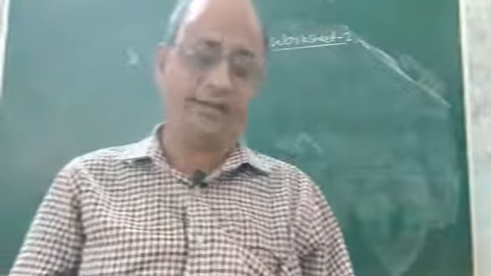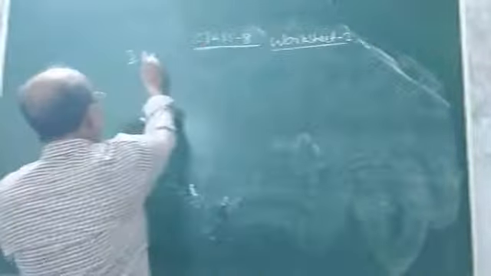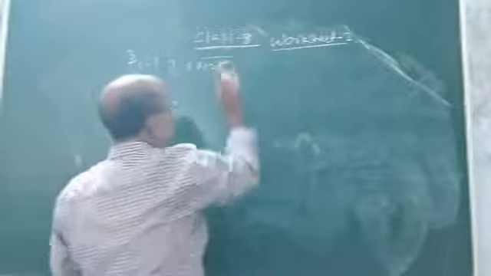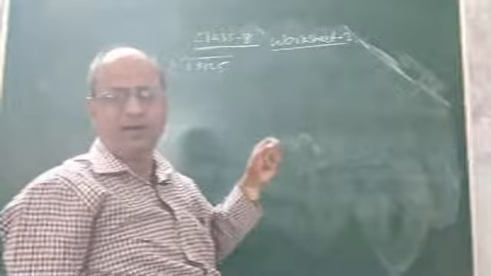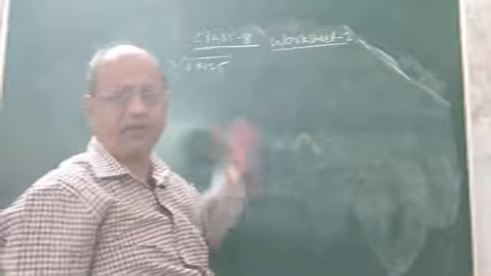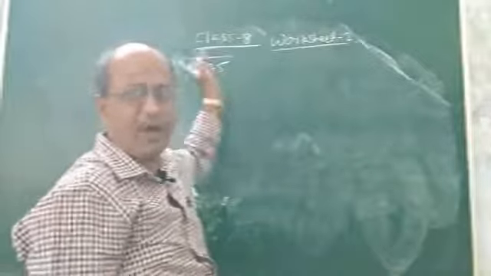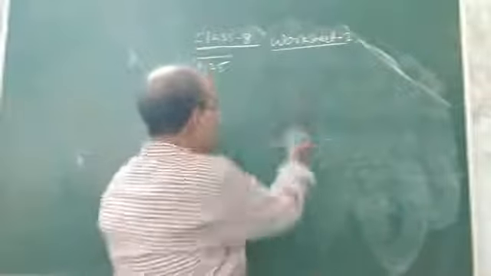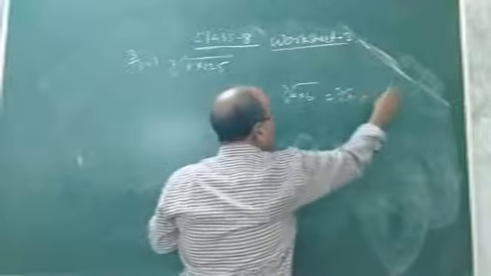In number 3 it is given: evaluate. You have to evaluate the cube root of some expression. Suppose the first bit is the cube root of 8 into 125. How to evaluate the cube root of this type of expression, which was discussed in the normal class? You recall the formula. If you take 8 as A and 125 as B, this will be the cube root of A into B. The formula is: cube root of A into B is equal to cube root of A into cube root of B.